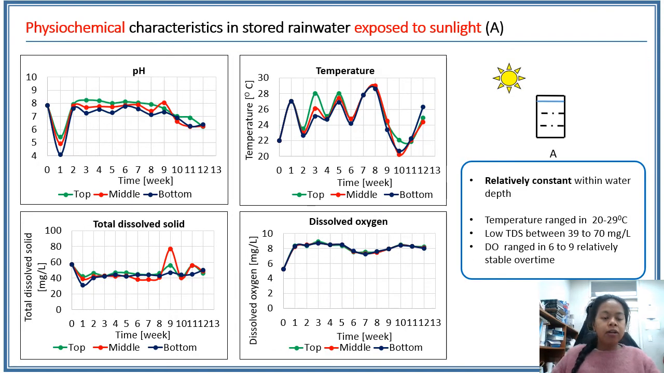On the other hand, for the physiochemical characteristics in the stored rainwater exposed to sunlight, the pH variation is represented by the graph here, and we can observe that there isn't a difference within the water depth, and the pH ranges from 4 to 8. For the temperature, it ranges from 20 to 29, and the water depth doesn't have any effect on the temperature. For the total solid, it ranges between 27 to 70 milligrams, and the level of dissolved oxygen ranges from 6 to 9, and it's relatively stable over time.